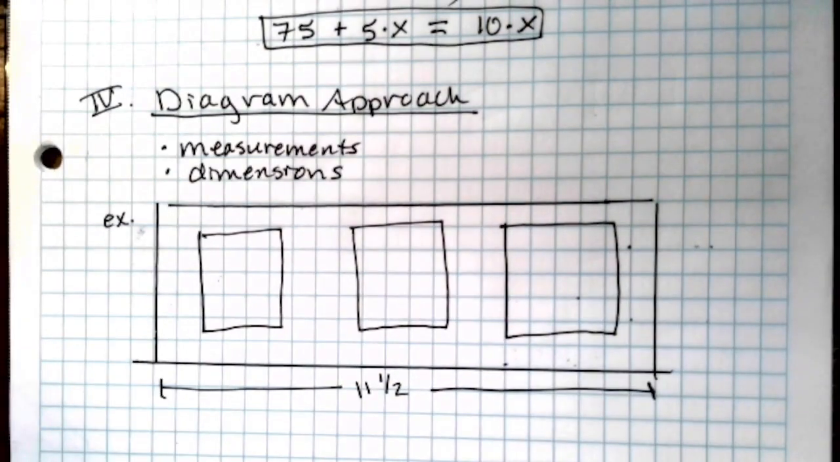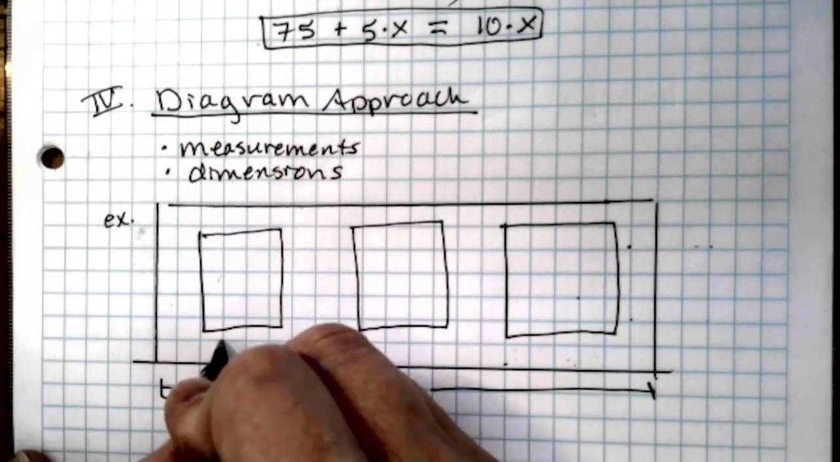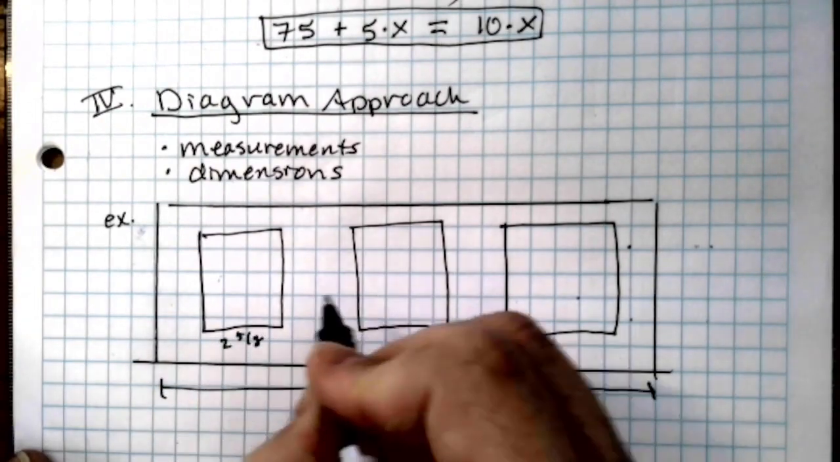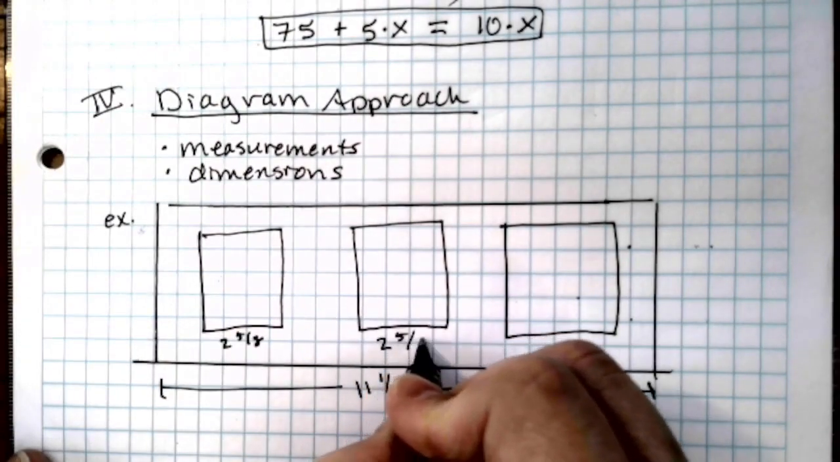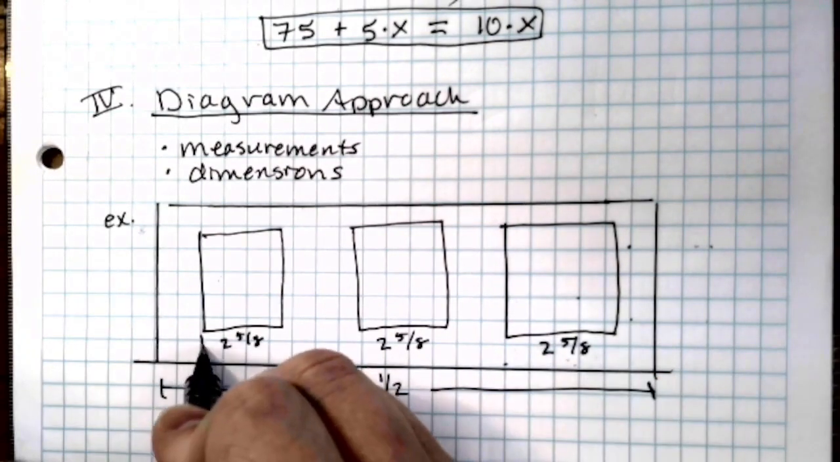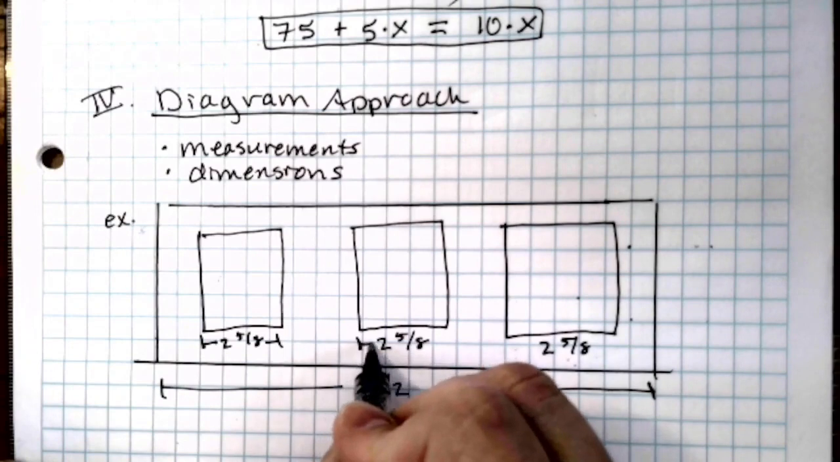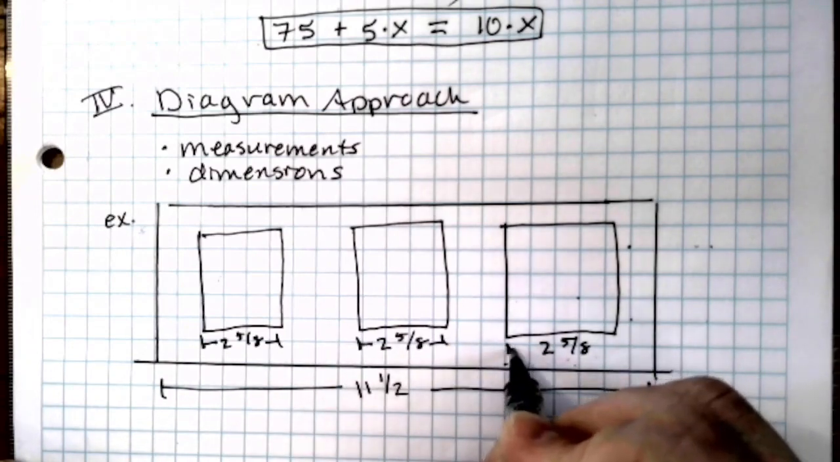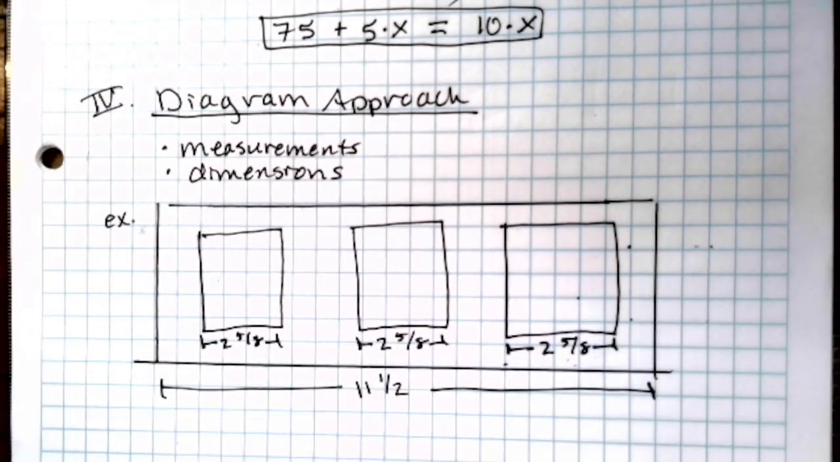And it says that the 3 pictures are 2 5/8 inches wide. So this one is 2 5/8 inches, this one is 2 5/8 inches, and this one's the same. So those are the widths of each of the little pictures. And these little markings I'm putting in are just to show width.